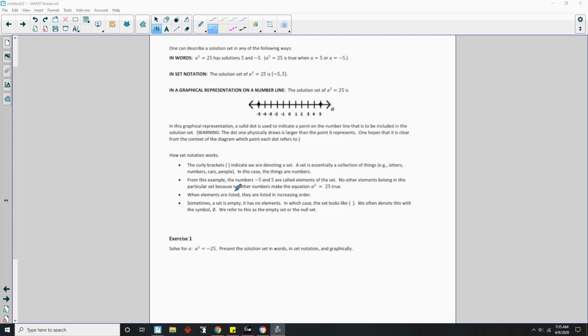When elements are listed, they are listed in increasing order, so you would not put {5, -5}. They're always increasing from left to right, just like on the number line. So they'd be in order of a number line, in other words. Sometimes a set is empty. It has no element, in which case the set looks like brackets with nothing in it. Okay, that means the empty set, and we often denote this with a symbol that looks like a 0 with a line through it. Okay, so we refer to this as the empty set or the null set.